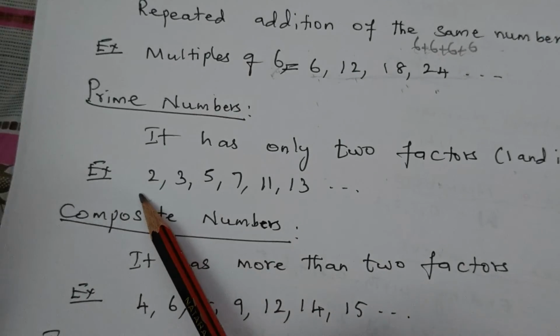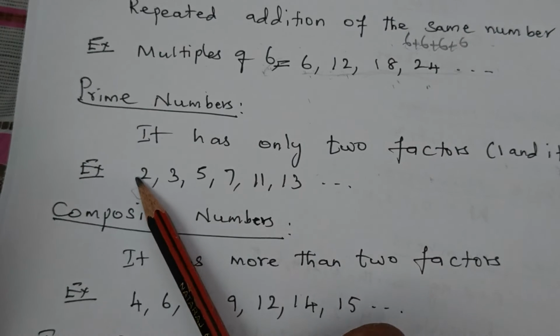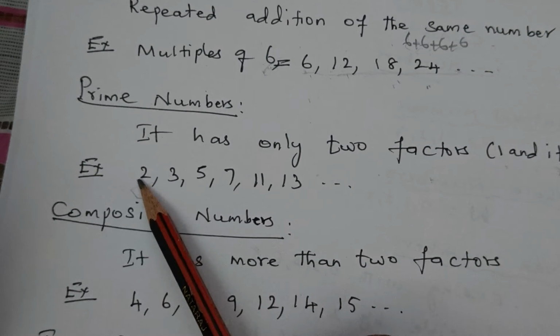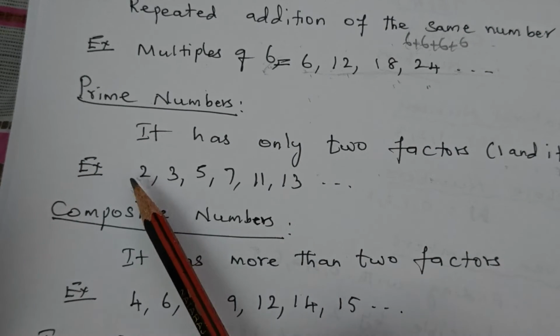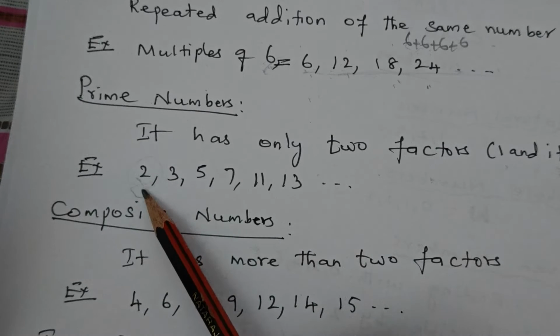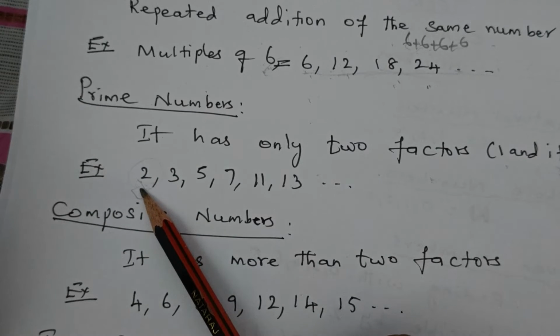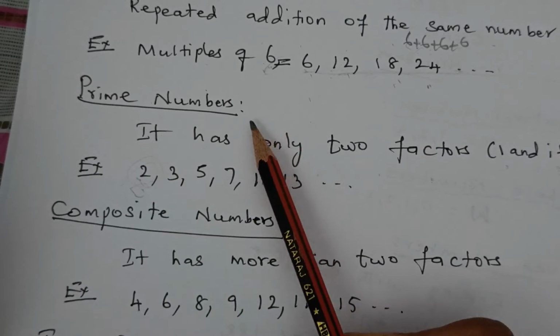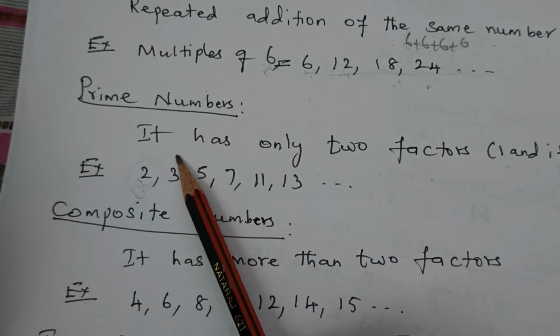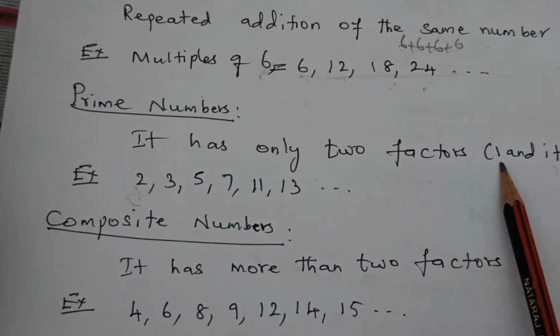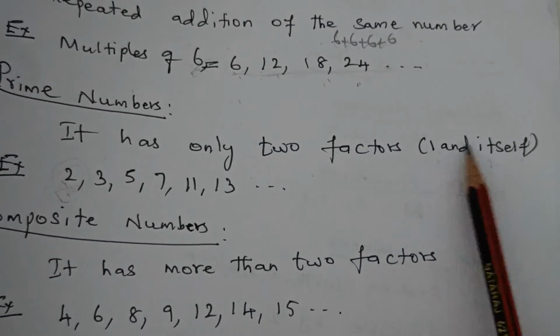For example, you take 2. In what tables does 2 come? It comes in one table. 1 2s are 2. Then it is there in 2 tables. 2 1s are 2. Are you getting 2 in any of the other tables? Are you getting 2 in 3 tables? 3 1s are itself 3. 4 1s are itself 4. 2 doesn't come in any other table except for 1 and 2. So it is divisible by only 1 and itself. That is 1 and 2.